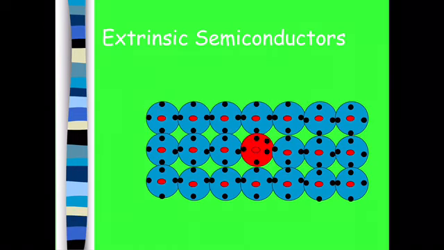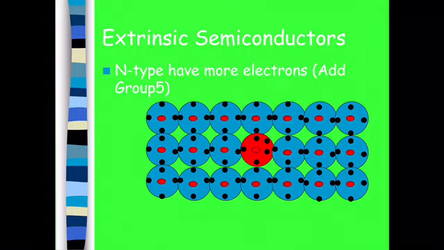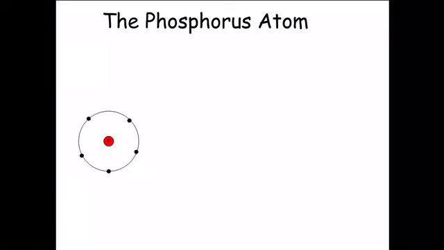Now, if we change that, instead of adding boron, we add arsenic. That has 5 electrons in its outer shell. We get an extra electron, an extra electron which is not bound in one of the 4 bonds. If it's not bound in one of the 4 bonds, it's available for conduction. There's negative conduction, n-type.